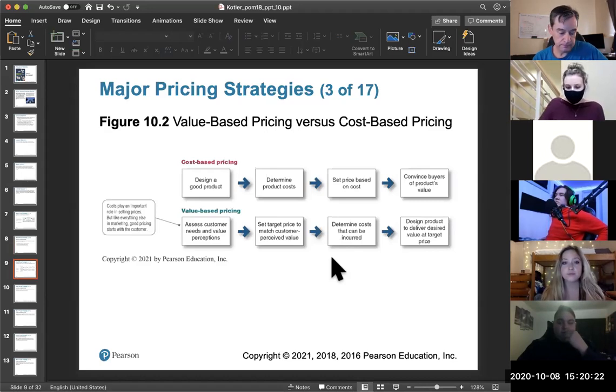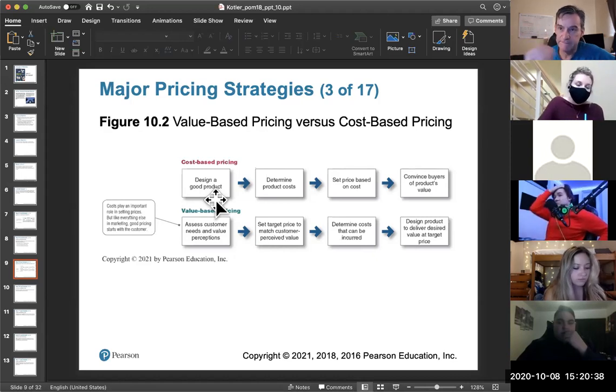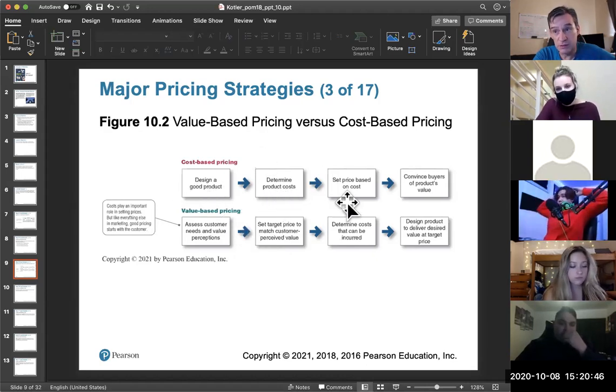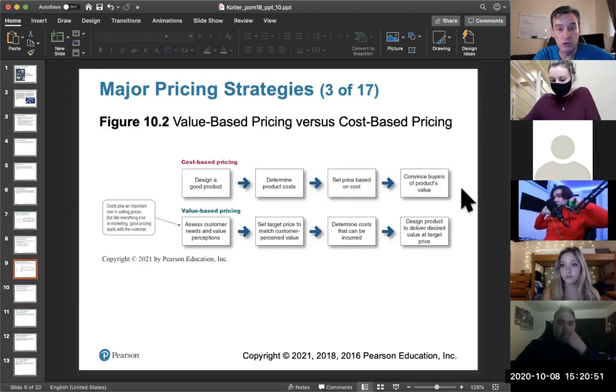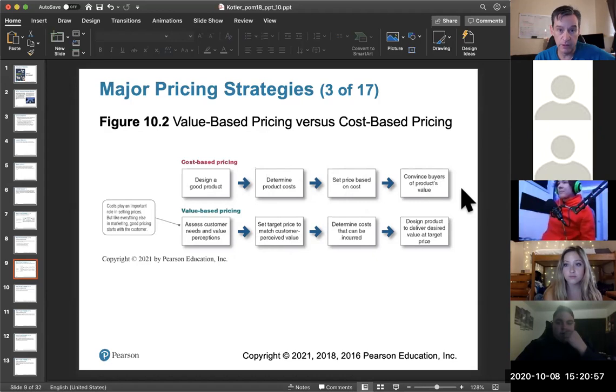Now, this is value-based pricing versus cost-based pricing. When you are in cost-based pricing, figure out your cost, add a markup, that's it. Design a good product, determine a product cost, set a price based on the cost, and convince buyers of the product's value. Always you have to convince somebody to sell your marketing offering. Always. So don't miss that part.